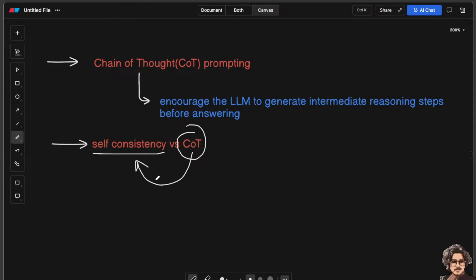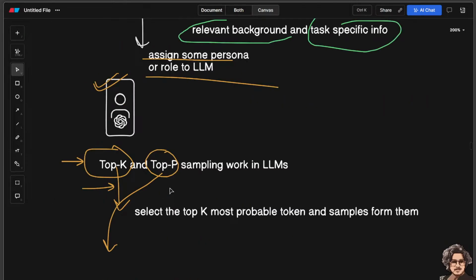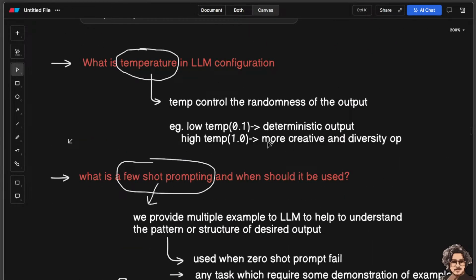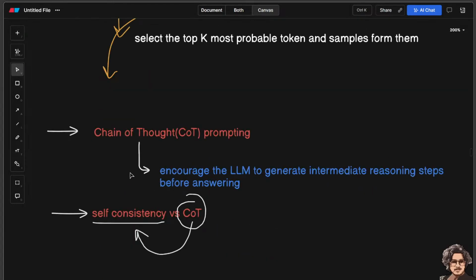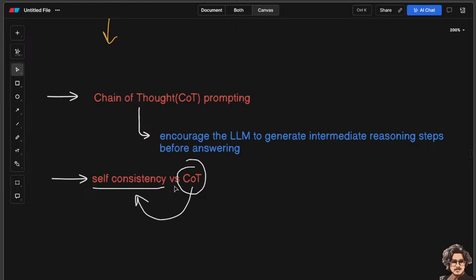It works by sampling multiple reasoning paths using a high temperature. High temperature is the process in which we get more creative and diverse output. So self-consistency builds on COT as its base, where we have multiple reasoning paths with high temperature, extract all the answers, and select the most frequent one.